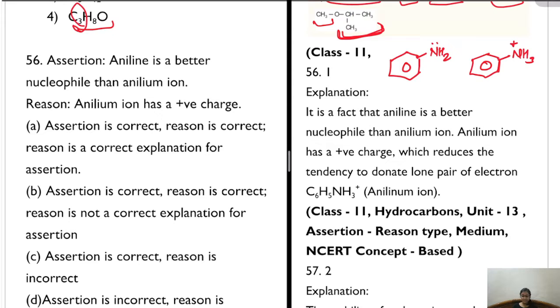Now you can easily see that we already have a lone pair here. It can easily donate, but here we have a positive charge. It is not able to donate the electrons. So aniline is a better nucleophile, okay? And the reason also is correct. If anything has a positive charge, it is already electron deficient. How can you expect it to give electrons? Species can give electrons, not electron deficient ones. So the correct answer would be one.